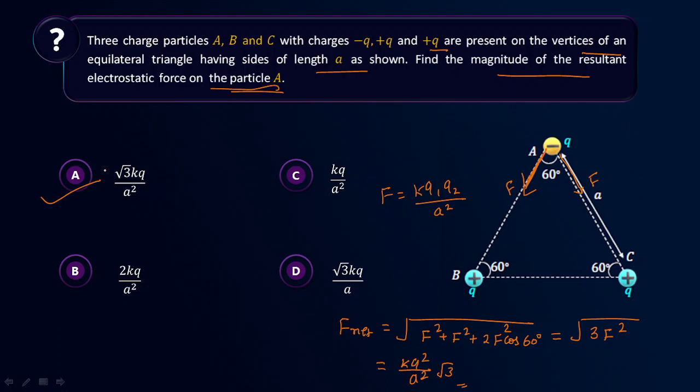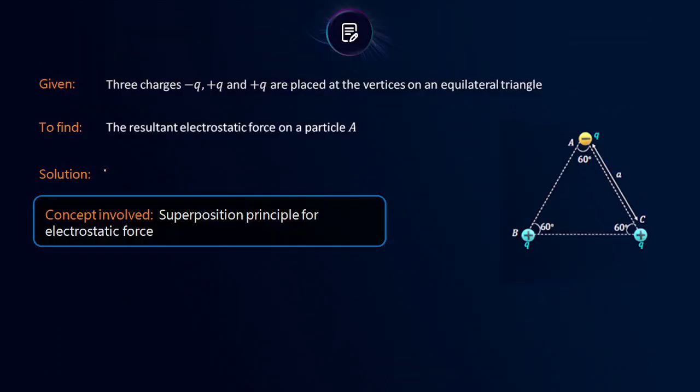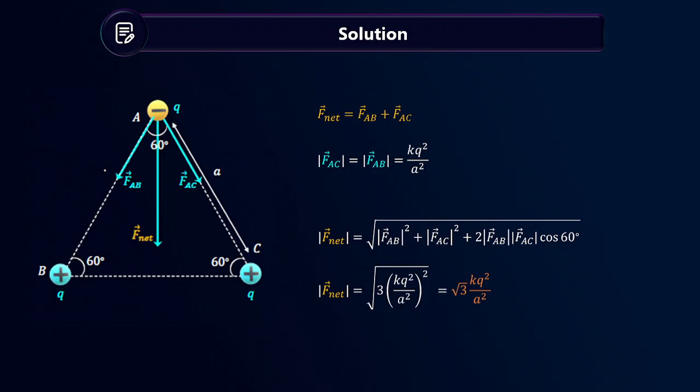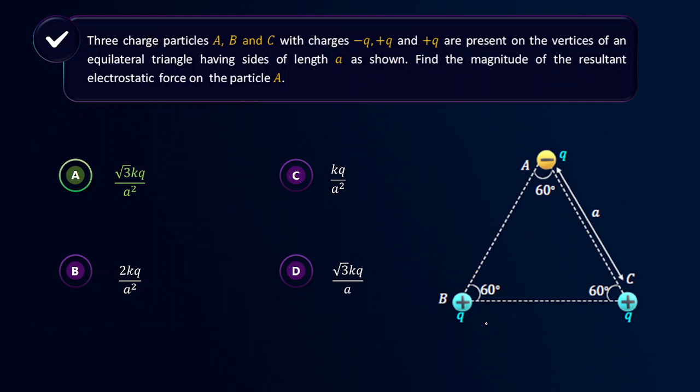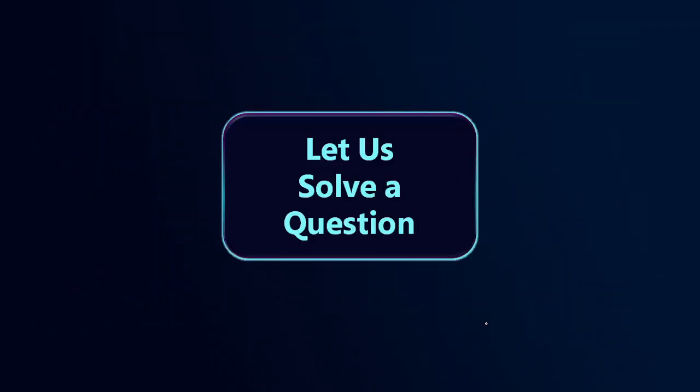A. Simple, easy question. So again we have to use the superposition principle, so we can find the force due to all the charged particles and then we can simplify. So answer is how much? Root 3 kq square by a square. Simple, answer is A. Now next is, again let us solve one more question.